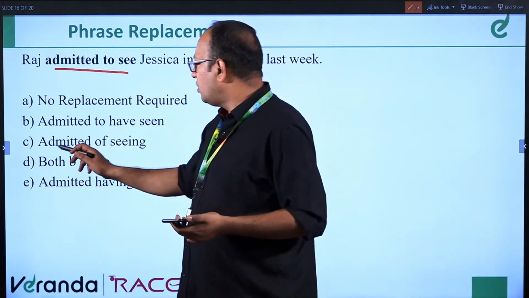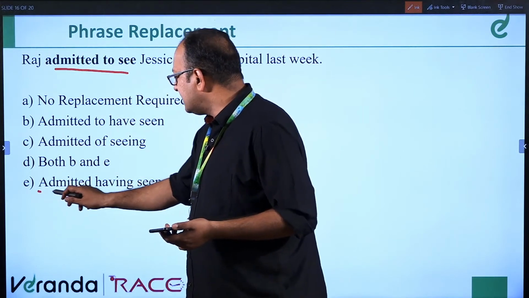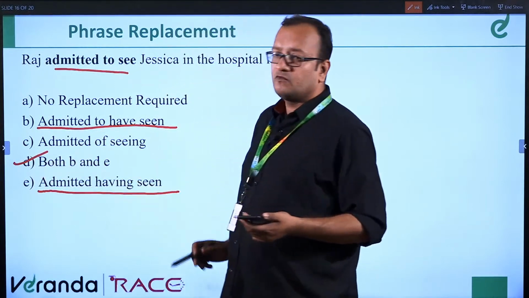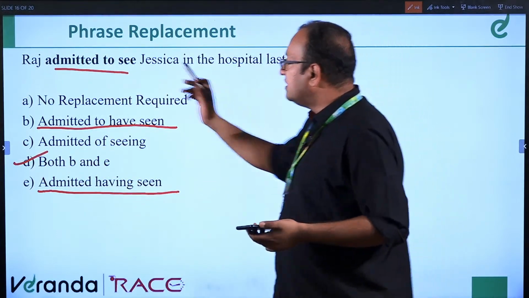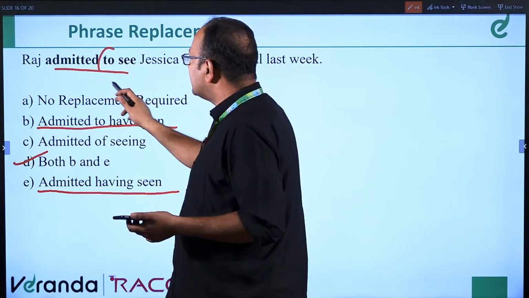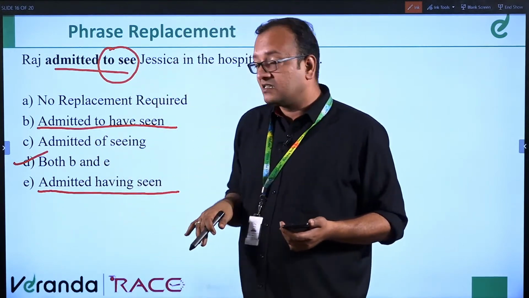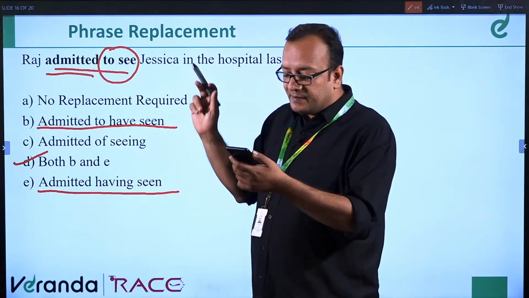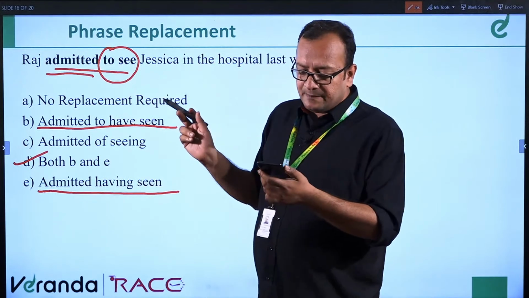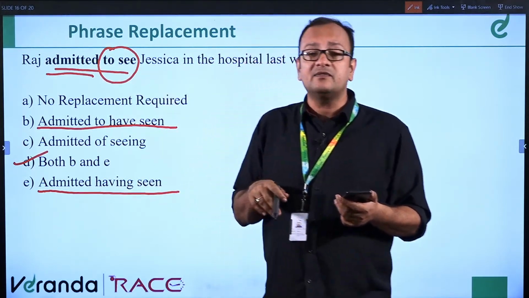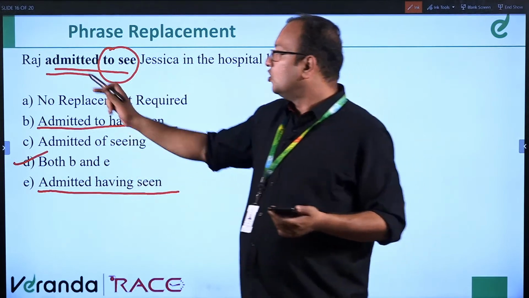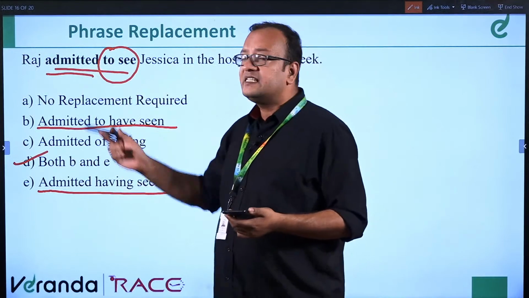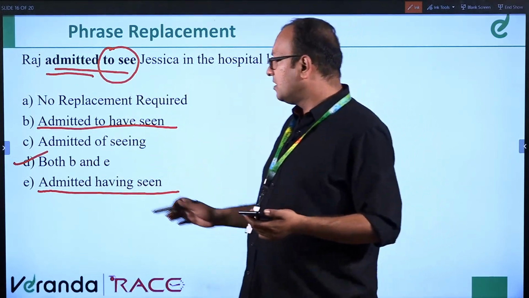Raj admitted to have seen. Both B and E. Why? It's a question. So in this you can see, to see is the previous action. Admitted is the second action. So when admitted and previous actions are there, the infinitive which is the previous action becomes to plus have plus V3. So Raj admitted to have seen. To have seen is the previous action and admitted is the second action, so it will be like that only.